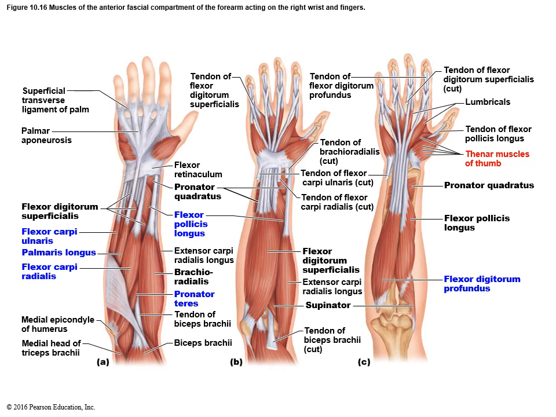And the pollicis means that it's going to lead into the pollex, which is your thumb. So it's going to reach and insert into the thumb section. In fact, if you look at the illustration all the way on the right-hand side, you're going to see that in red, I've highlighted the thenar muscles of the thumb. This is a collection of muscles that make up the base of the thumb.